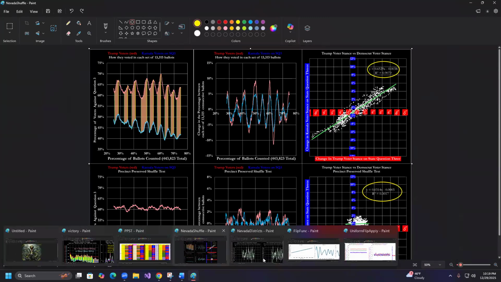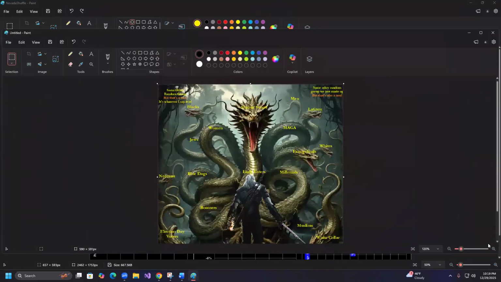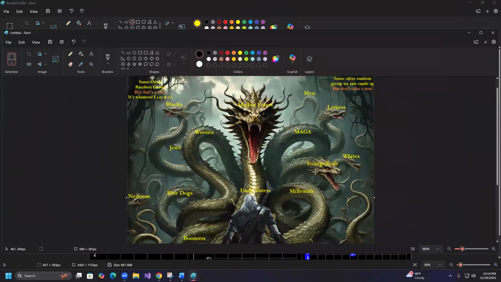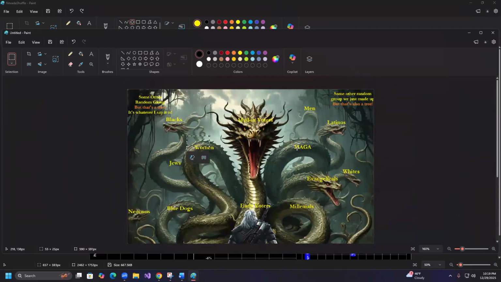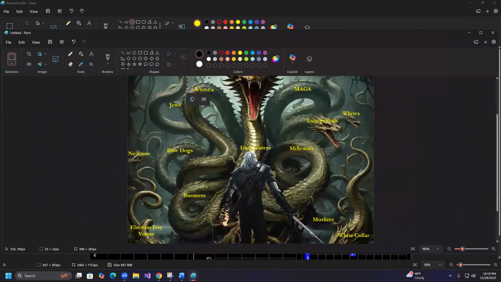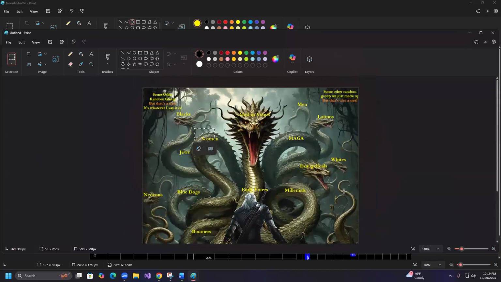Because the precinct-preserved shuffle test gets rid of the hydra of demographics. You can't say it's Jews, women, blacks, MAGA men, Latinos, evangelicals, Muslims, white collar vote. No, it doesn't matter what it is. We kept the ballots in their precincts and the pattern went away. It's not demographics. That which every demographic does cannot be explained by demographics.